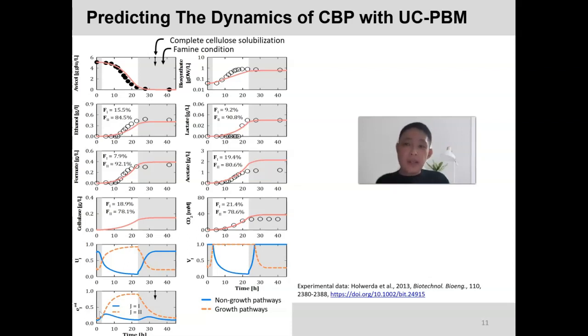There are many other things that we can pull out from this UC-PBM framework to help us understand microbial physiology better. But to summarize, the UC-PBM takes two critical features of importance, that is, inside and outside of the cell, in order to model consolidated bioprocessing of cellulose. That is all for this video, and thank you for your time.